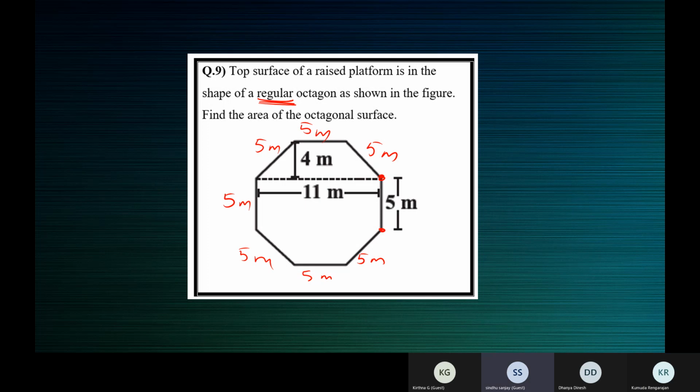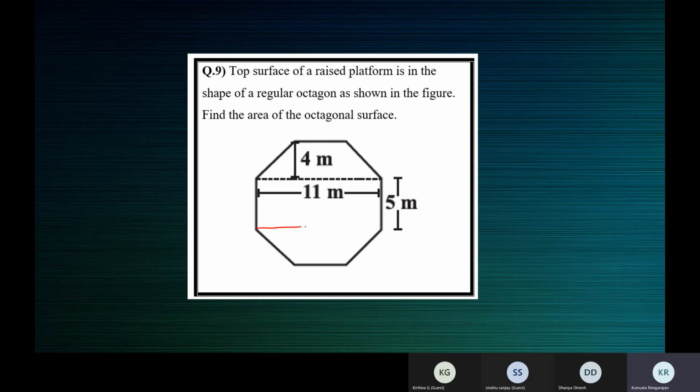Ma'am, we can make 2 trapeziums and 1 rectangle, ma'am. Yeah, this is the answer I wanted. Very good. You can divide the regular octagon into 2 trapeziums and 1 rectangle by joining these 2 vertices. Correct.